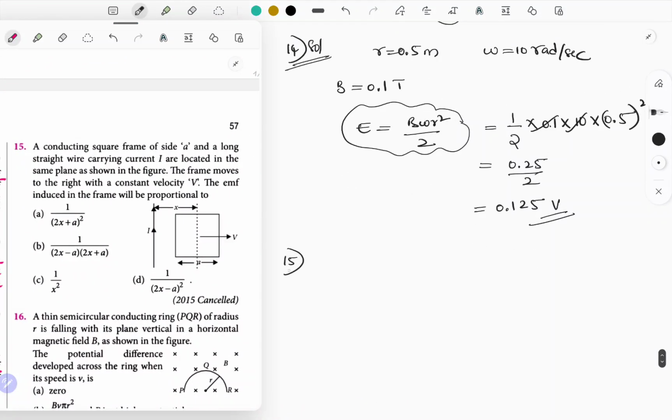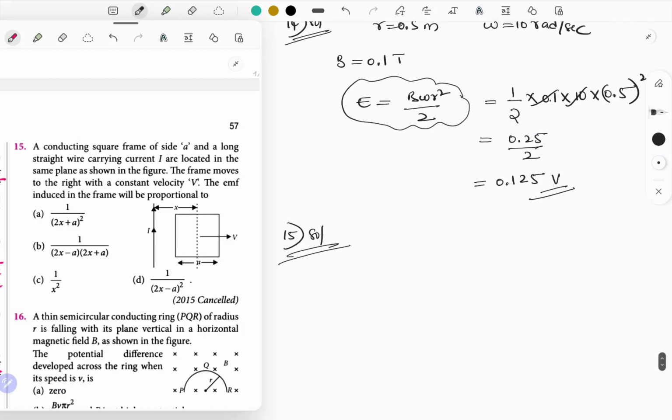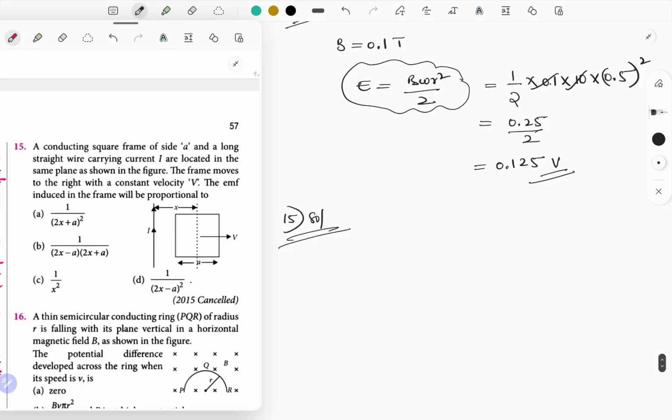Question number 15. In the chapter moving charges and magnetism, we came across a point: if a long straight current carrying conductor is there, then it will produce a magnetic field, and the magnitude of magnetic field at a perpendicular distance A is mu naught I by 2 pi A. Hope you remember that formula. Based on that formula only, we are going to solve this question right now. Let me read it out.